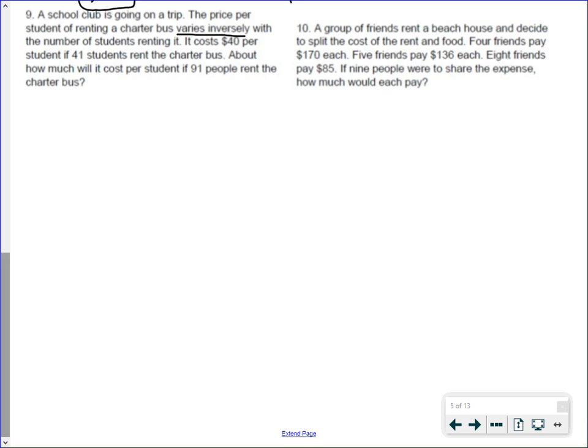So I'm going to say P is going to equal the price per person, and I'm going to say that the number of students renting the charter bus is N. So P is the price per student, and N is the total number of students renting the bus. And we know it varies inversely, since that's what they told us. So we know our equation will be P equals A over N. So we're told if the P, or the price per person, is 40, then our N, or the number of students renting it, is 41.